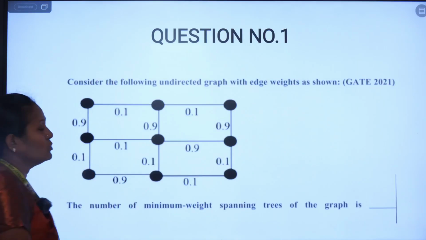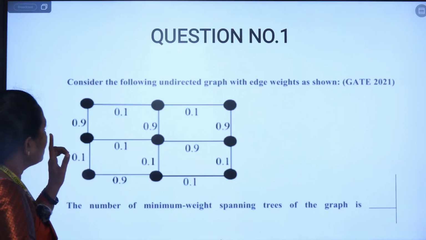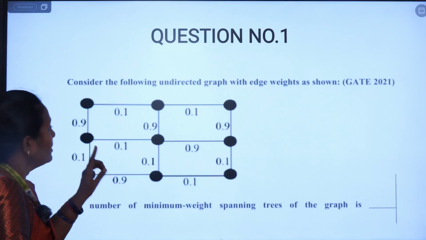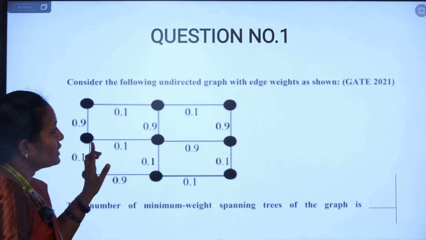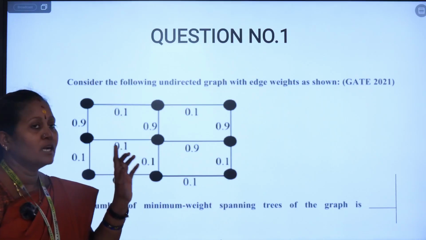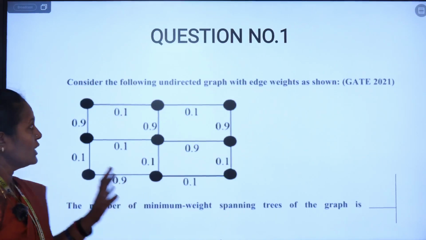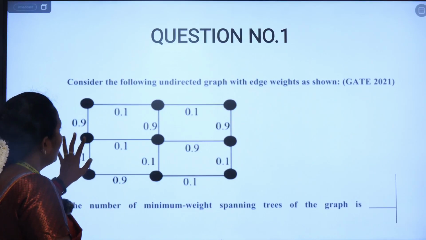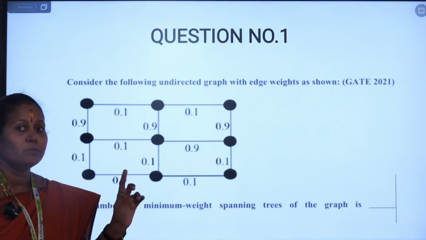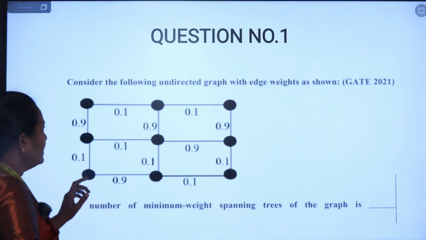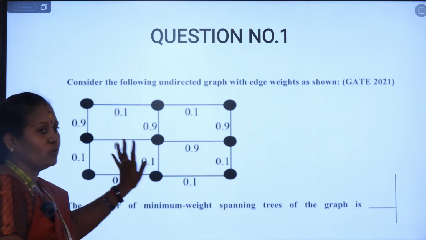First, we will move on to question number 1 here. Consider the following undirected graph with edge weights as shown. This is actually a GATE 2021 question, in the set 1 question paper. Okay, I'll start with this. Already I told you that for a minimum spanning tree we are going to consider an undirected graph. Undirected means there is no direction for this one.